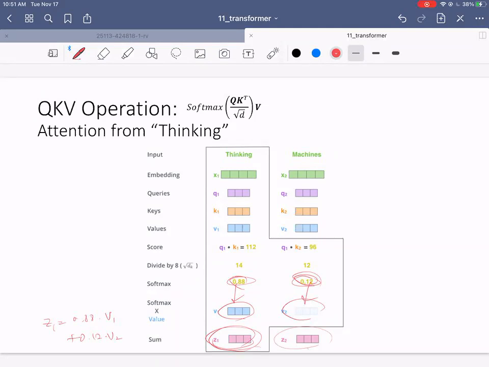So the important thing is, given 2 words, you get 2 outputs. You get the same number of outputs as the number of inputs, basically. Another thing to note is that the output doesn't have to have the same dimensionality as the input. The input was 4-dimensional, but the output has the same dimensionality as the Q, K, and V.